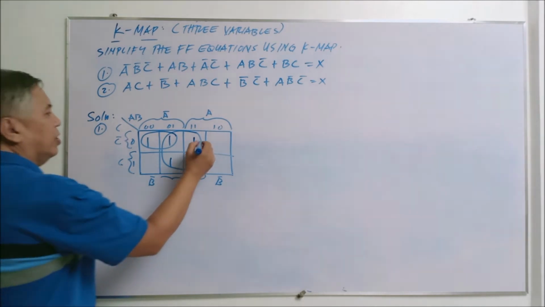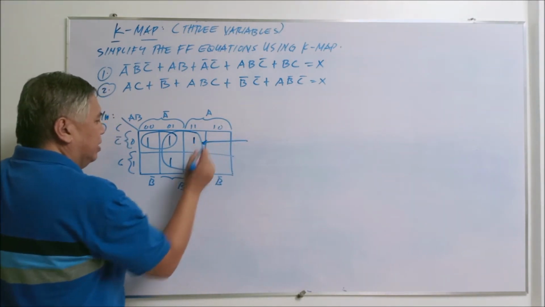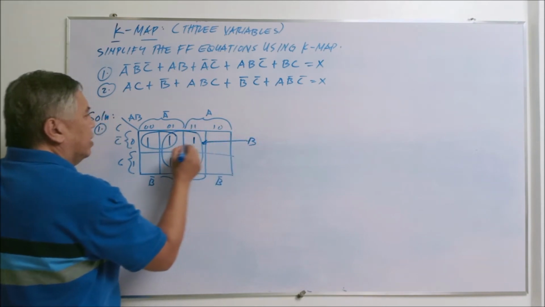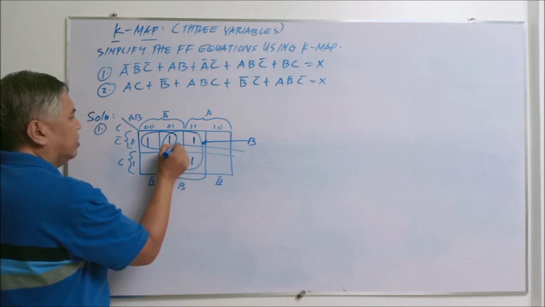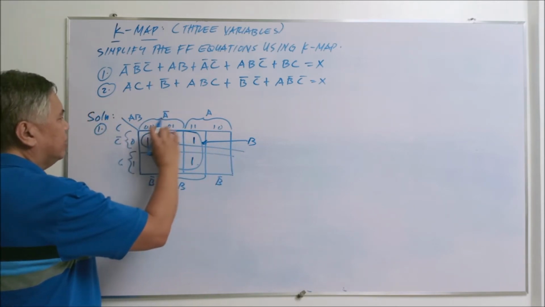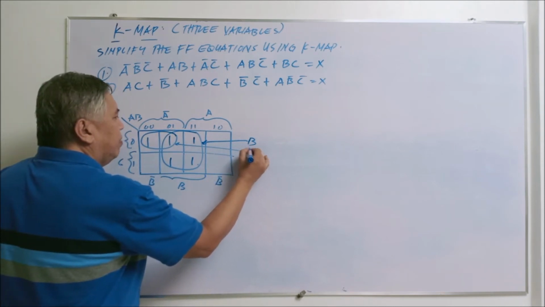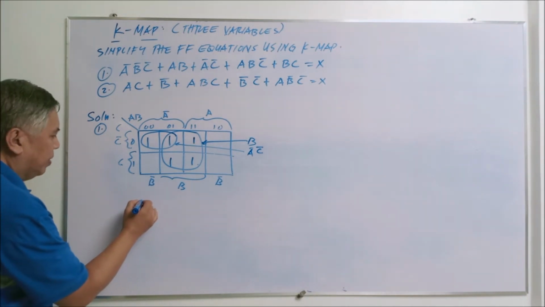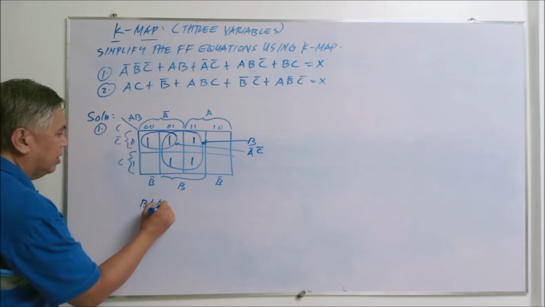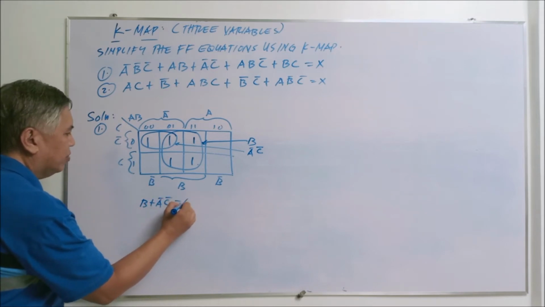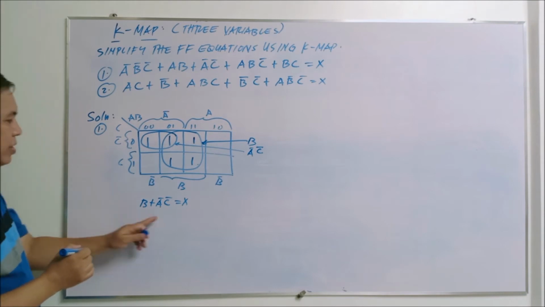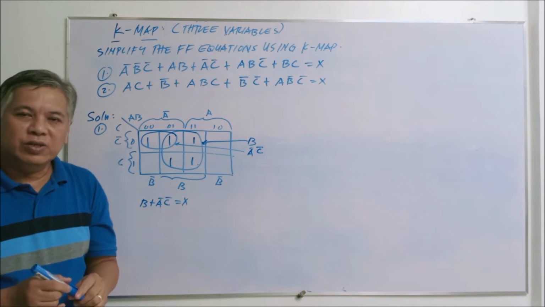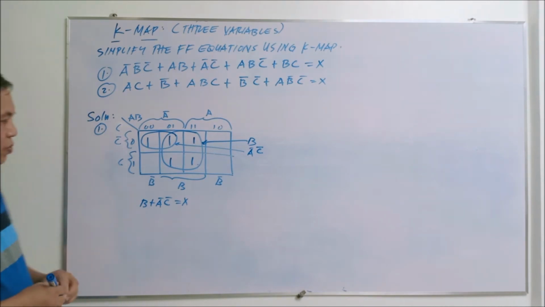So, this will be represented by, again, this group here is under B, and this one here is under what? A bar, C bar. So, you have A bar, C bar. So, your equation will now be B plus A bar, C bar is equal to X. Again, why plus? Because this is a product term, this is another product term, and they are logically added together. The sum of product expression.